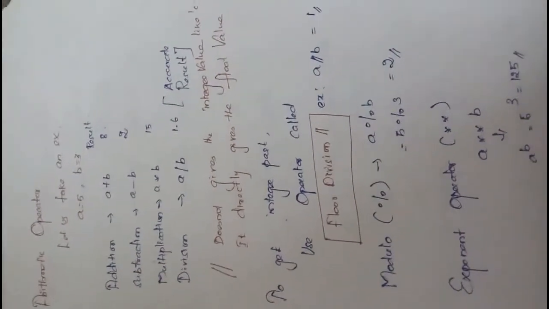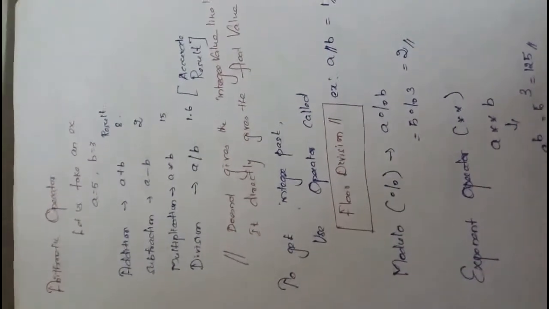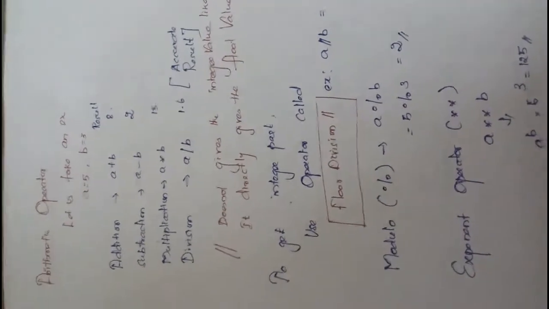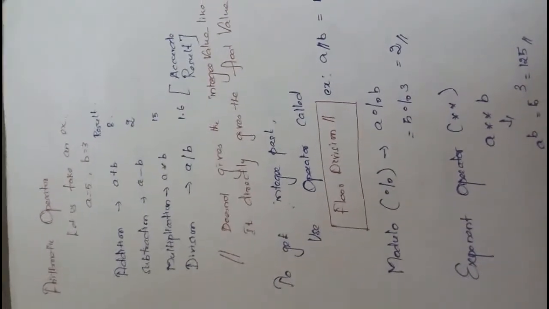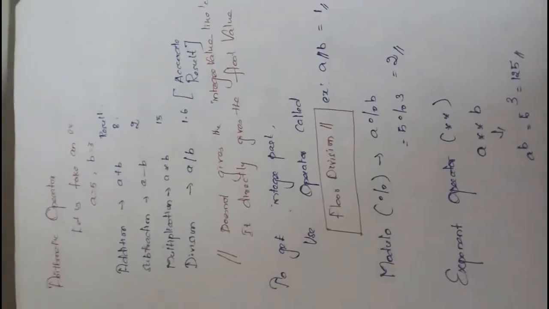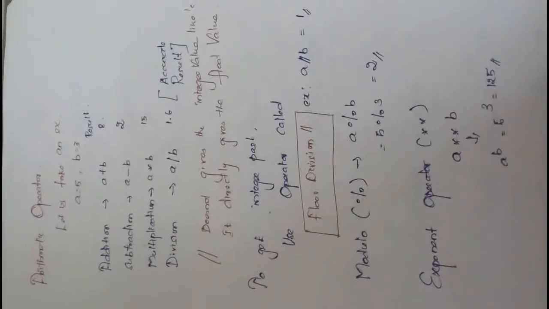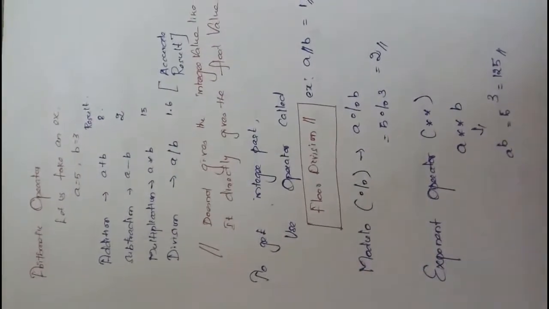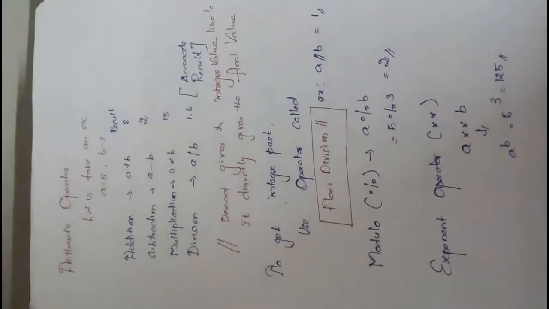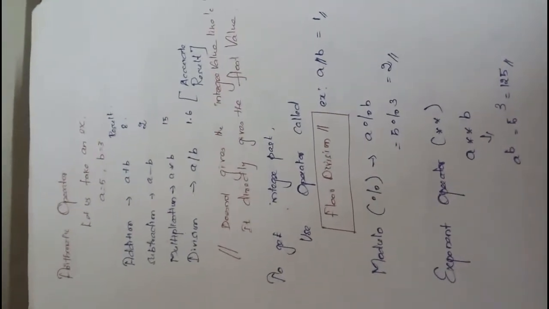If you want to perform an addition operation, we use the symbol plus. Addition means a plus b. The result will be 8. Subtraction, a minus b. The result will be 5 minus 3 equal to 2. Then multiplication, a star b. The result will be 15. Then division operator, a slash b. The result will be 1.6.